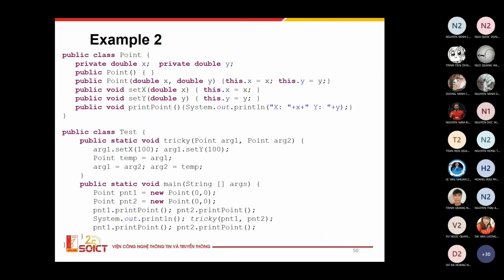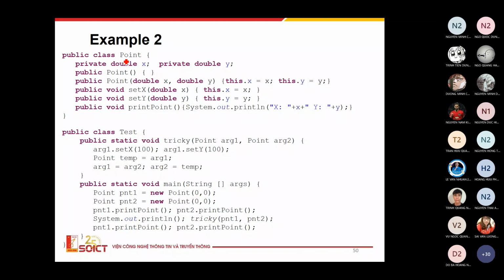So again, in this example, you have another example for passing parameters to a method. Who can help me to explain this code? We will do it step by step, so it's not too hard. Đỗ Văn Vũ. Yes, can you help me?